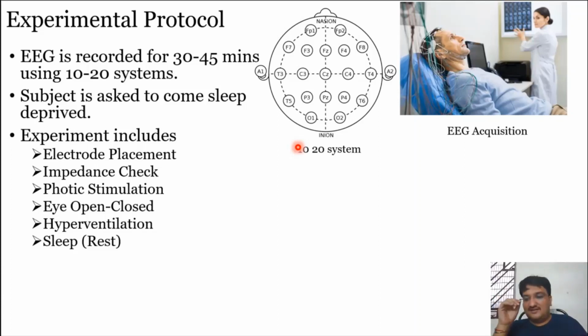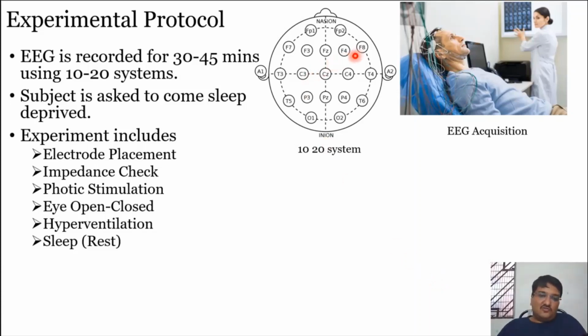Hyperventilation is also one of the protocols that has been used in many EEG related studies. All these different kinds of stimuli will take place for 10-15 minutes. After that, they will ask the subject to try to sleep. In most cases, as the subject has come sleep deprived, the subject will sleep properly. And when the subject is resting, again there are chances of observing abnormal activities. So this is basically what happens when a subject goes for an EEG test for epilepsy screening.